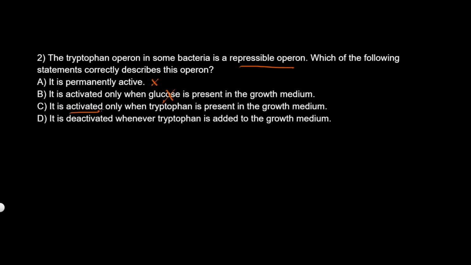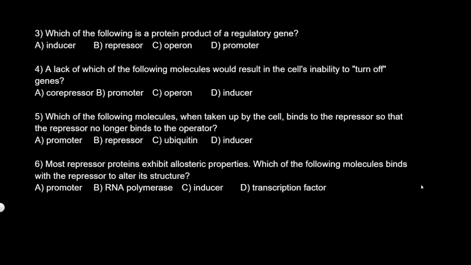If the whole operon is activated, it will make more tryptophan even though there is tryptophan available. So C is not it. C is totally opposite. The answer should be D. It gets deactivated when tryptophan is added, since there's too much. Let's do all these right now.